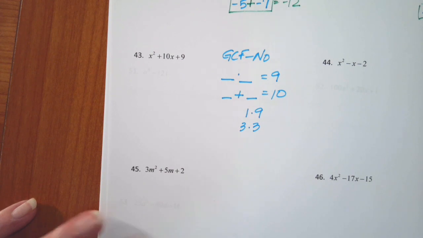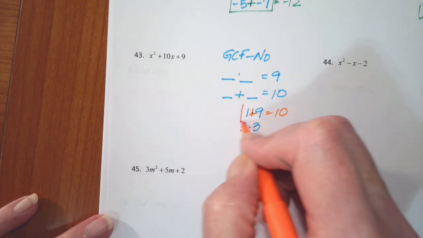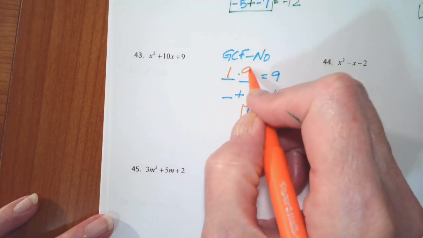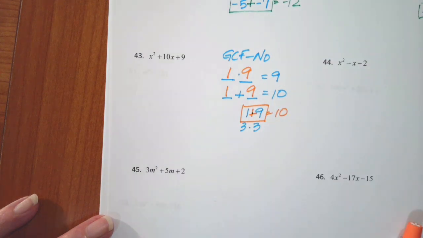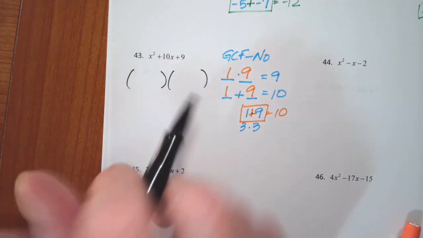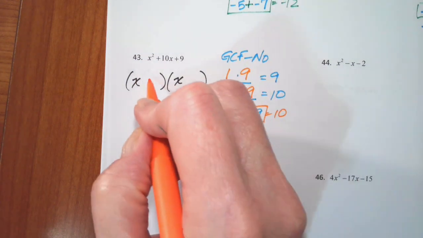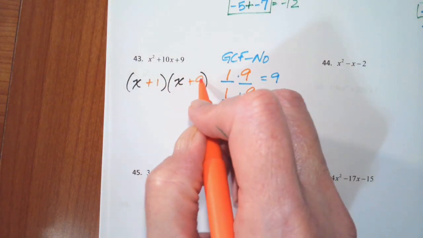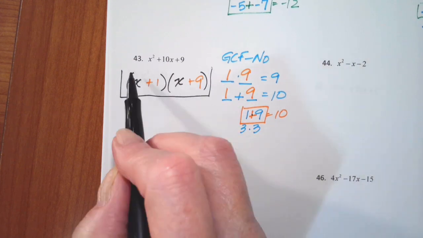When I change it to addition, 1 plus 9 equals 10, so that's the pair. So 1 times 9 is 9, 1 plus 9 is 10. So I know now that this factors into x and x plus 1 and plus 9. And that's my answer. And remember as well, you can always check by multiplying.